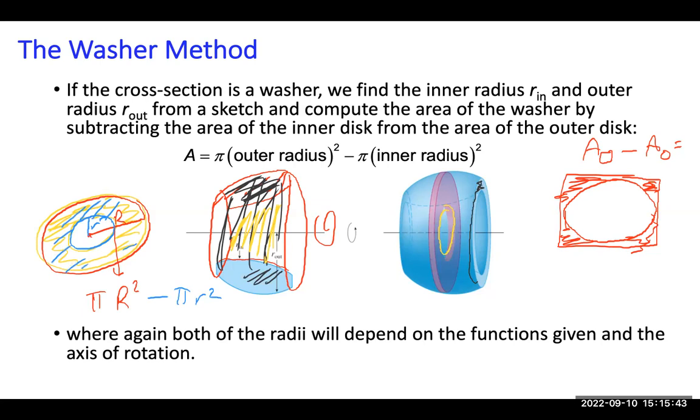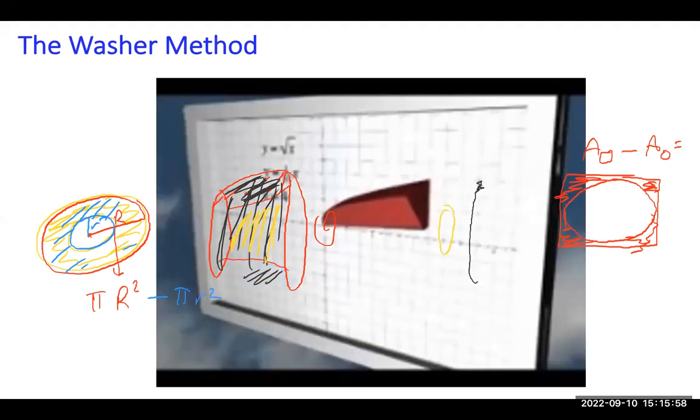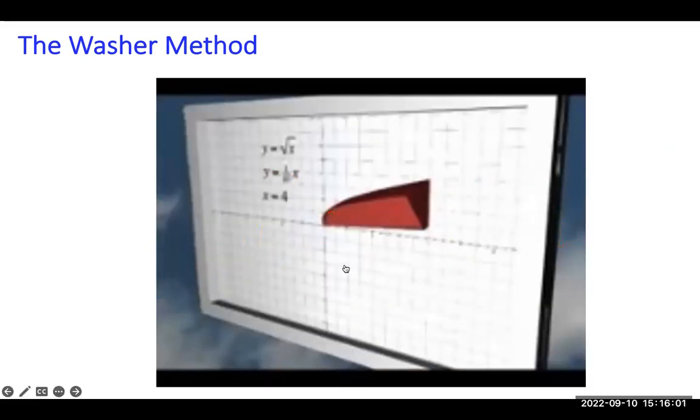Both of these radii are going to, again, depend on the functions, right? So one of them is going to be the outer function, one of them is going to be the inner function, kind of like before when we said which one is the top, which one is the bottom. So we're going to do the same idea here. Let's look at our image.